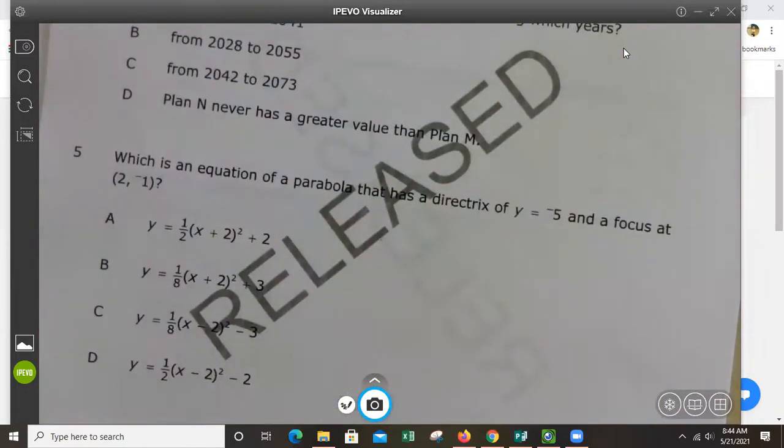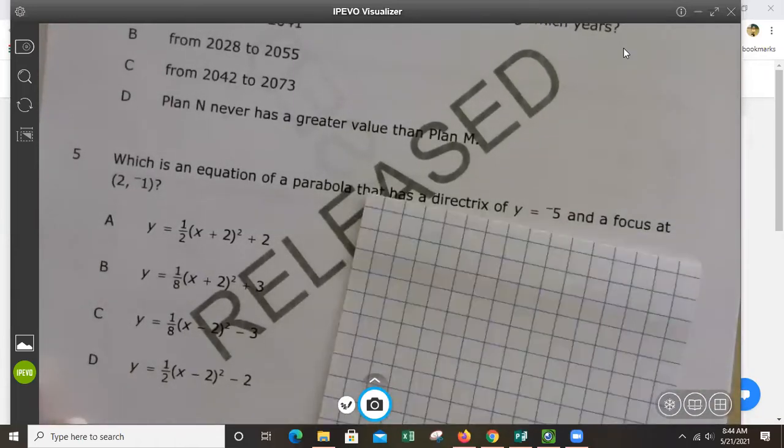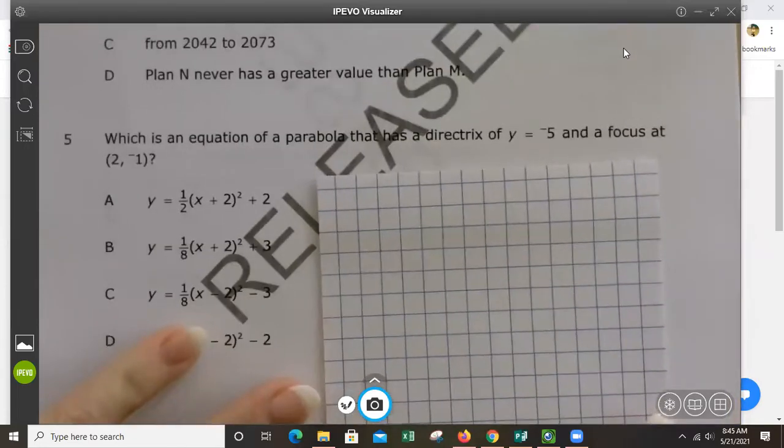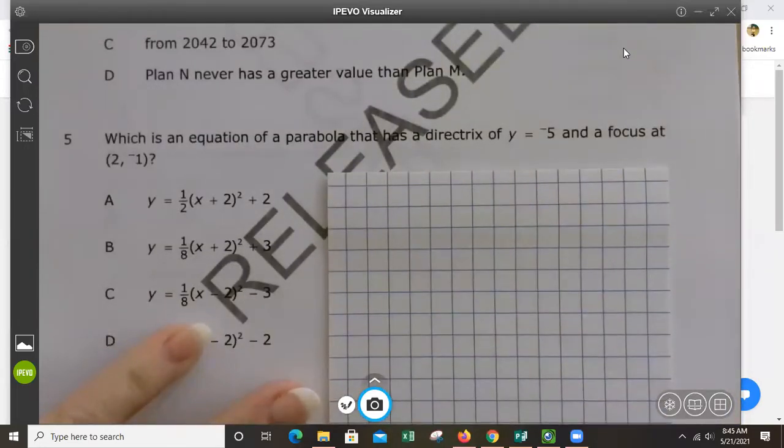All right, let's look at number 5. Number 5, I would use graph paper 4. We just went over this not too long ago. So it says, which is an equation of a parabola that has a directrix of y equals -5 and a focus at 2, -1.